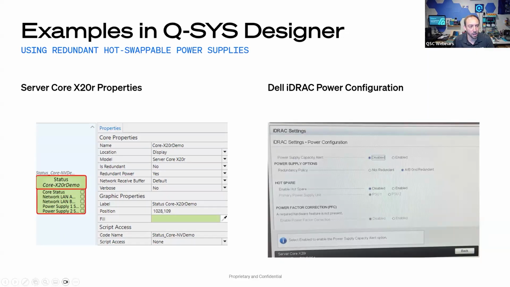And then inside of the server core itself, these are Dell-based cores, so they use a Dell system called iDRAC, which is a BIOS configuration tool for the server. And there's a hot spare configuration that needs to be disabled, or has to be enabled for failover. There's a few configurations. We have a guide at support.qsys.com in our FAQs. We have a guide for configuring iDRAC for hot swap mode.